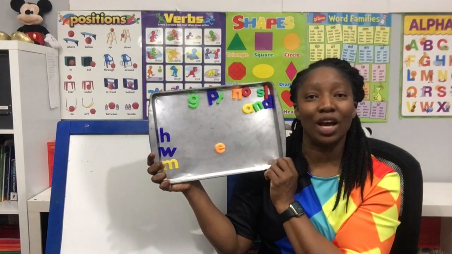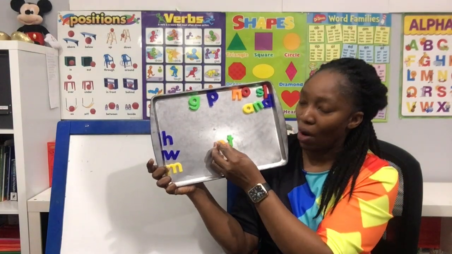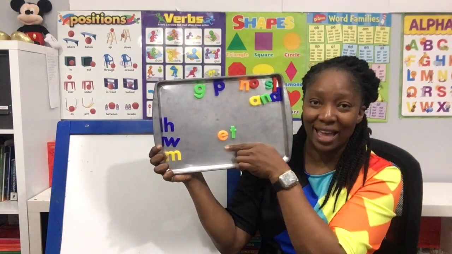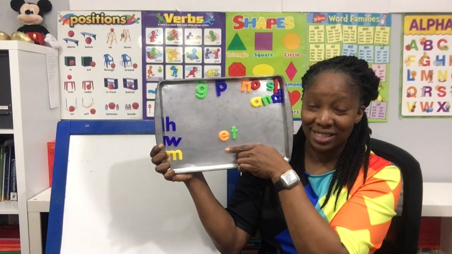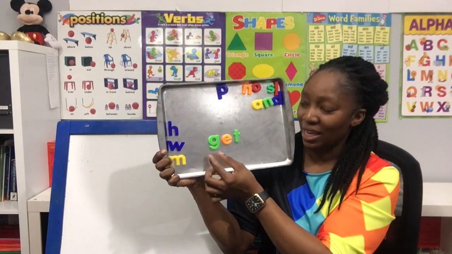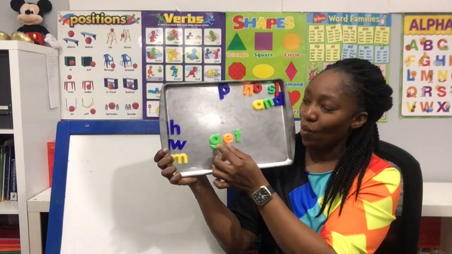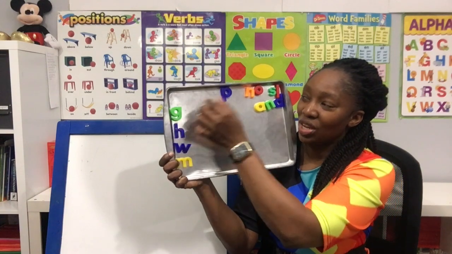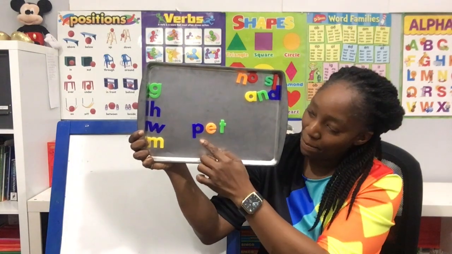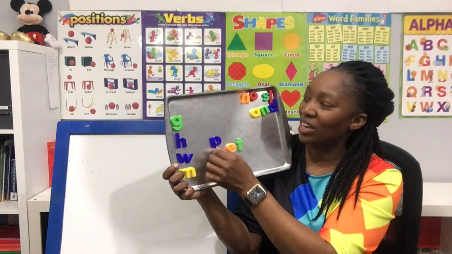Now let's try another one. I'm going to make not a word yet, but just a part of this word. It's et. Can we say et? Now if I put a G in front of it, let's chunk it. G, et. What's that? Get. What if I take the G away and I bring in a P? What is it now? P, et. Pet. Very good.